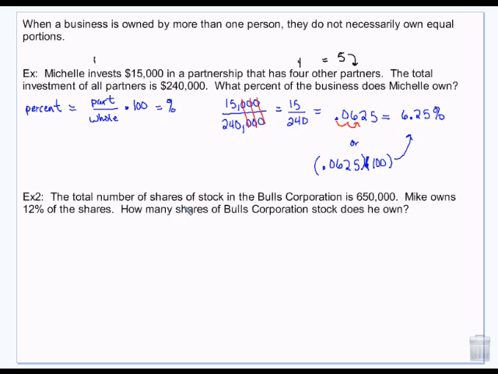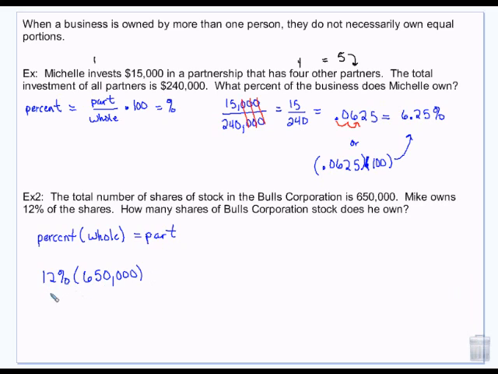Now we have this company called the Bulls Corporation, and the total number of shares that exist are 650,000. And Mike owns 12%. So how many shares does he own? Well, if I take a percent and I multiply it by the whole amount, I get the part. So I'm going to do 12% times 650,000.